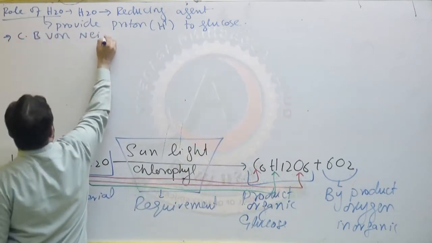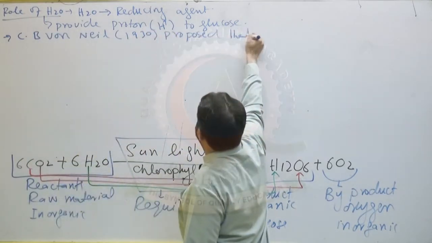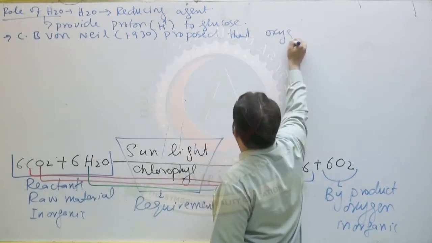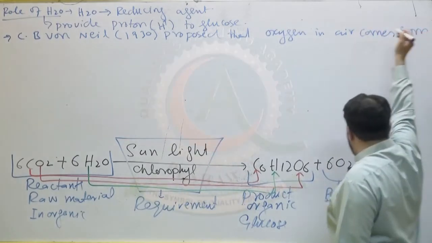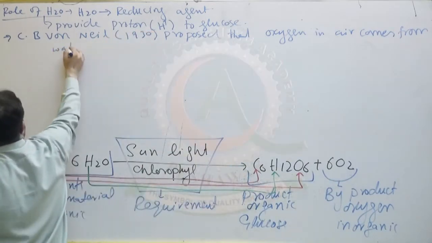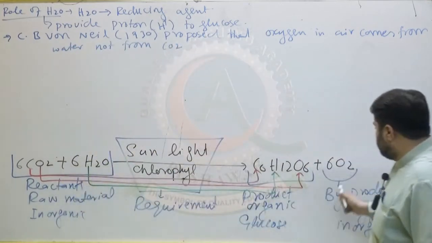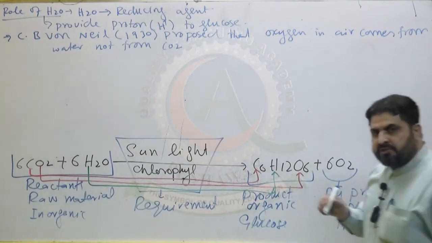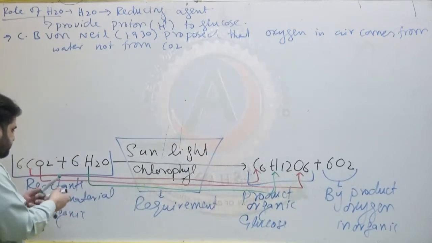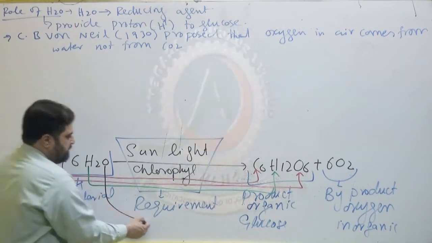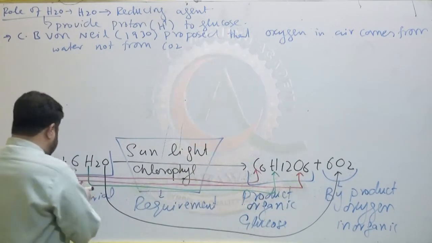Another most important thing regarding the role of water: C. B. van Niel in 1930 proposed that oxygen in air comes from water, not from carbon dioxide. Look here, they are talking about this oxygen, the oxygen which we use during respiration. So this oxygen in the air comes from water, and that was first proposed by van Niel.